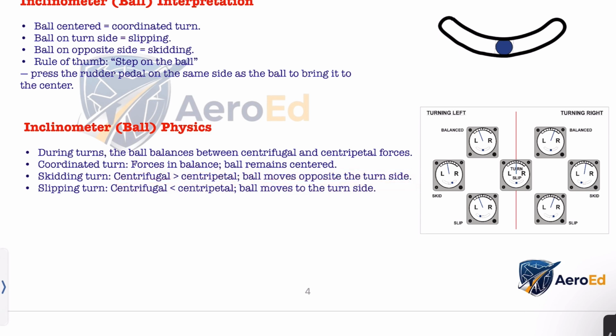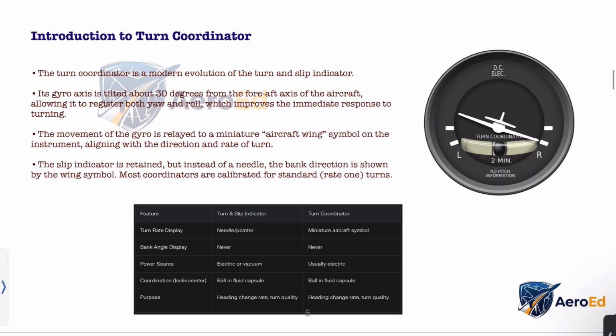Next, we are going to study the turn coordinator. It is very similar to the turn indicator, but there are some differences. As you can see, there was a needle, but now it has been replaced by a miniature aircraft. Let us read: the turn coordinator is a modern evolution of the turn and slip indicator. As I've already told you, its gyro axis is tilted about 30 degrees from the fore-aft axis of the aircraft, allowing it to register both yaw and roll, which improves the immediate response to turning.